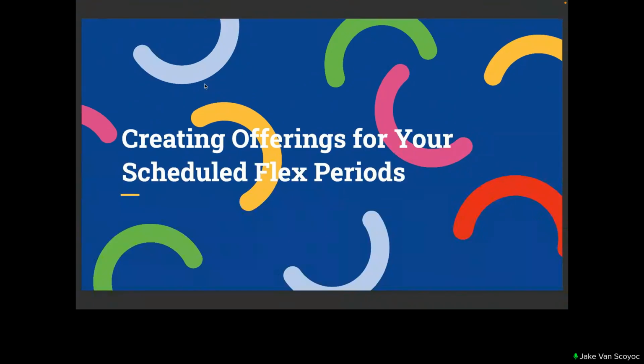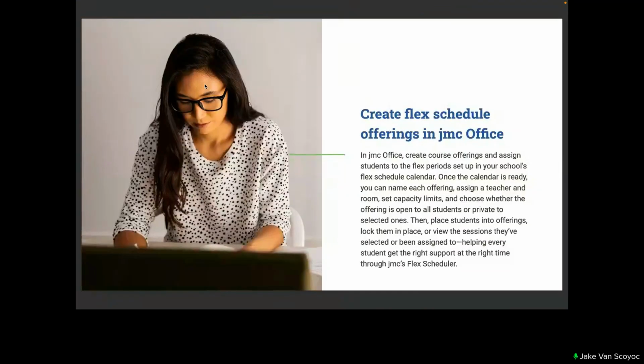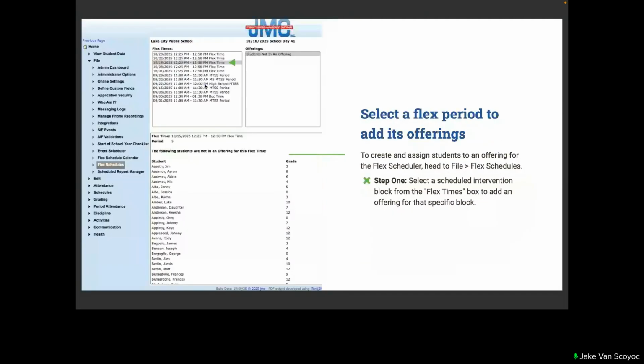So now the real meat and potatoes of the Flex Scheduler. In JMC Office, you can create course offerings and assign students to the flex periods set up in your school's Flex Schedule calendar. Once the calendar is ready, you can name each offering, assign a teacher and room, set capacity limits, and choose whether the offering is open to all students or private to selected ones. Then place students into offerings, lock them in place, or view the sessions they've selected or been assigned to, helping every student get the right support at the right time through JMC's Flex Scheduler.